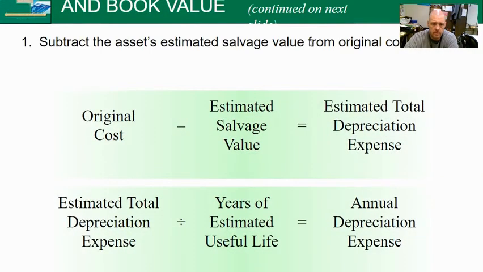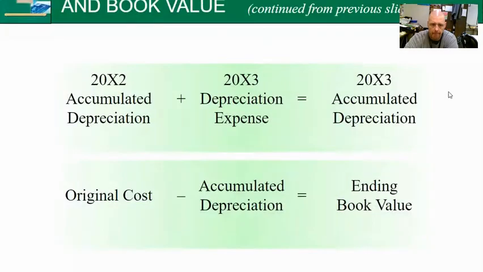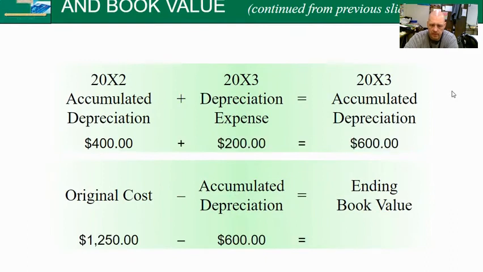So here's the book's example. Subtract the asset's salvage from cost. It's a $1,250 piece of equipment. They think they can scrap it for $250. They're going to use up a total of $1,000 over the whole life of the product. They think this piece of equipment is going to be useful for 5 years, so they're going to show the using up of $200 per year for the next 5 years. And we'll get to this later. So there's a calculation of book value.